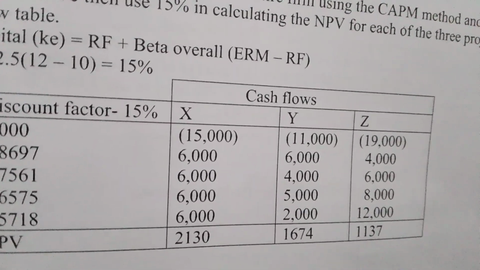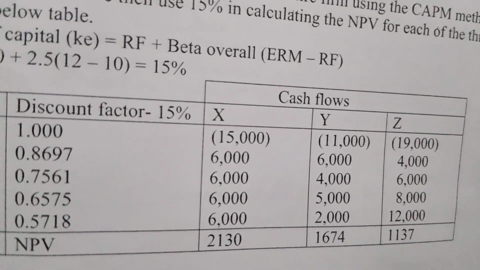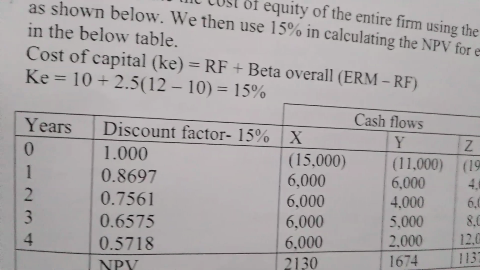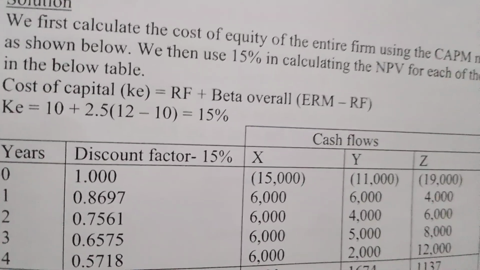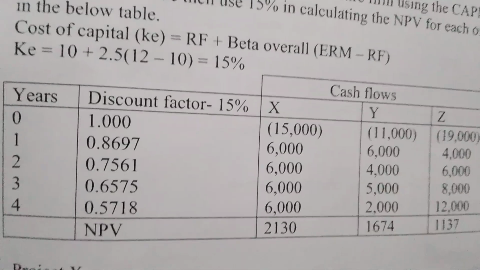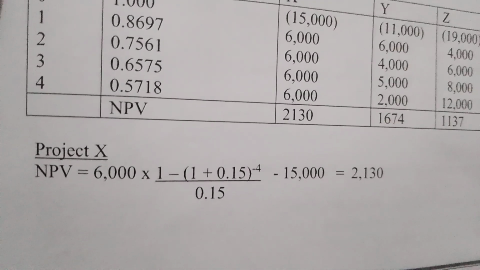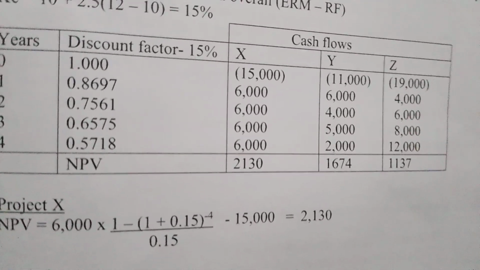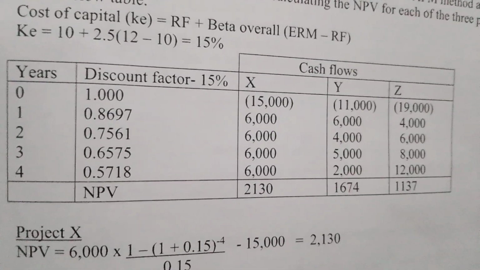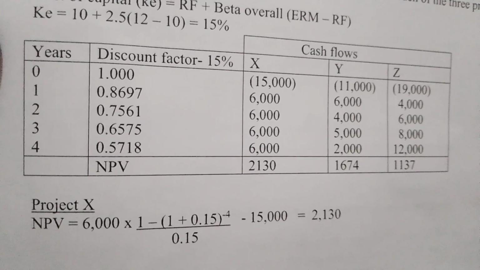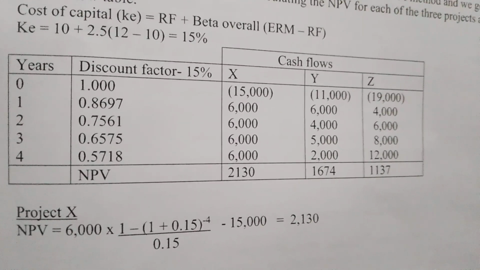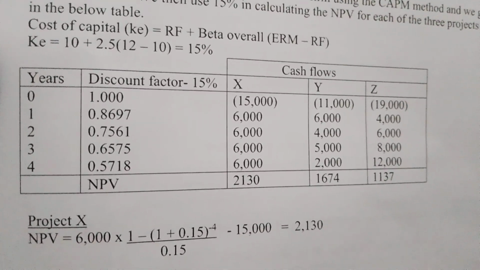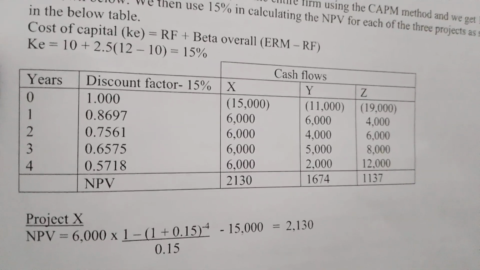Then for X, note that the cash flows for X is 6,000 constant throughout, apart from year 0, which represents the initial capital outlay. So you can use that calculation you see there for project X, the net present value. You are taking the annuity. The annuity in this case is 6,000, which is constant for project X. You multiply by the present value annuity factor. If 15% is in your table, you can just read 15% and 4.